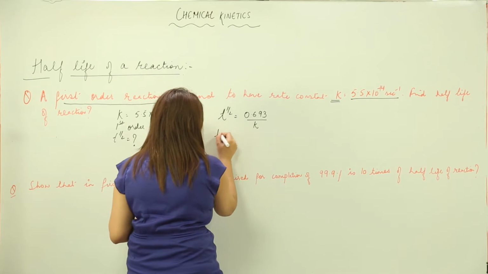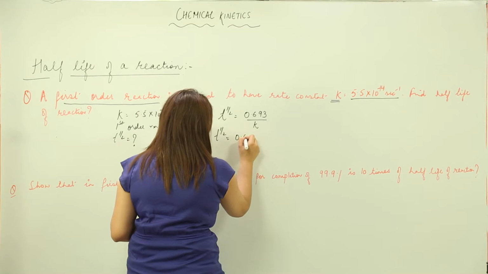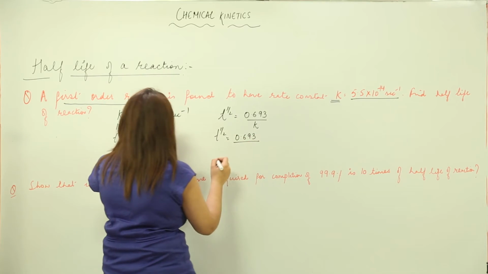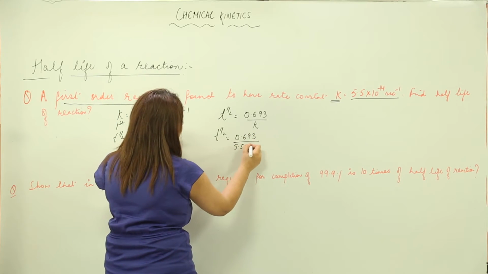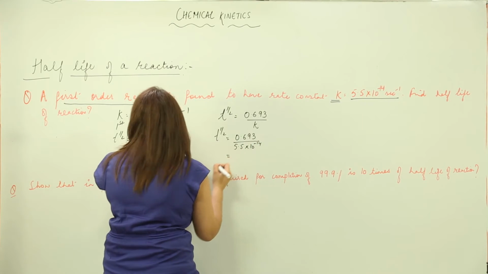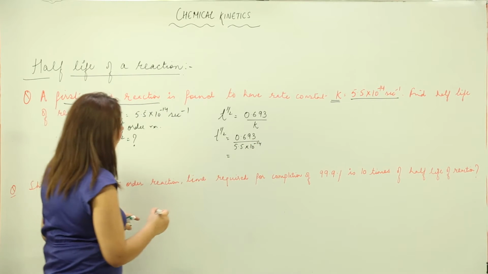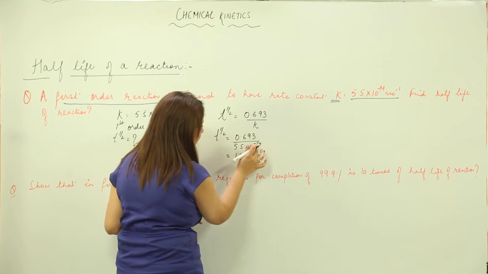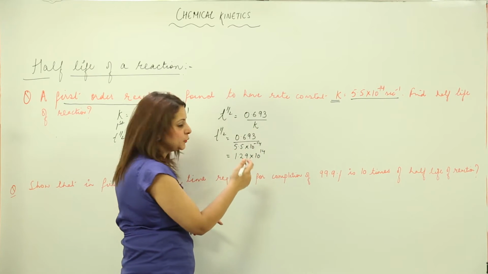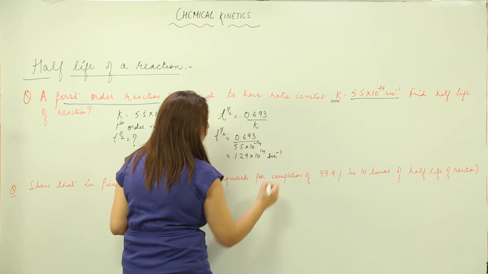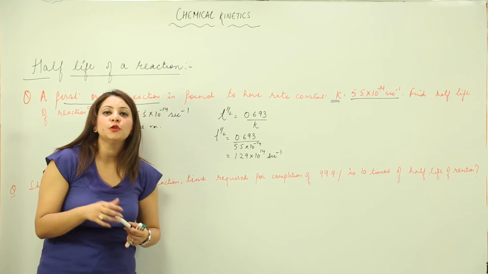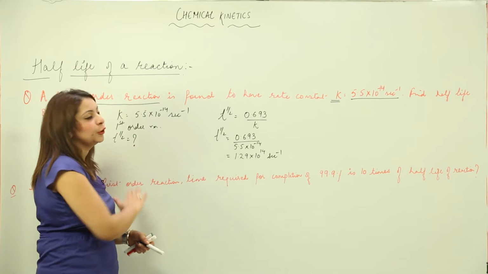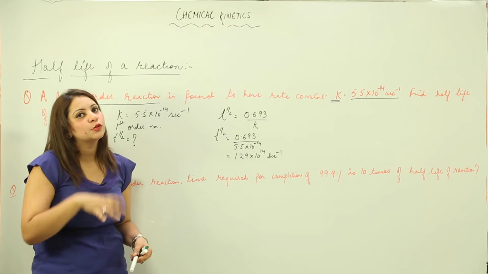Putting the values, what we get is 0.693 and K we have as 5.5 into 10 raised to power minus 14, and after solving what we get is 1.29 into 10 raised to power 14, because this is minus 14, when it goes up it becomes plus 14, and as it is a first order reaction, we know that the unit is going to be per second. So this is how you are going to calculate by just putting the values in the formula.